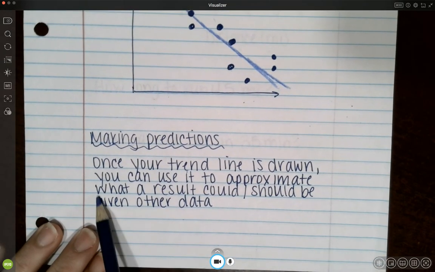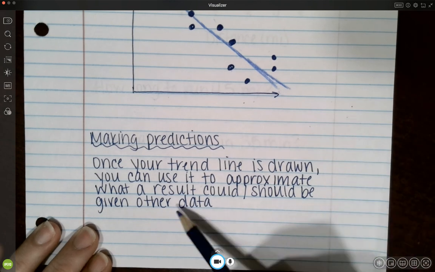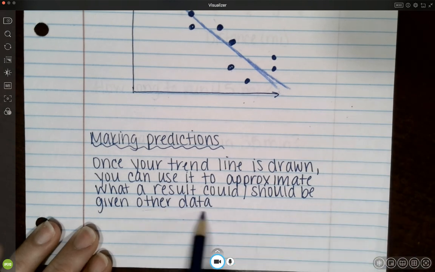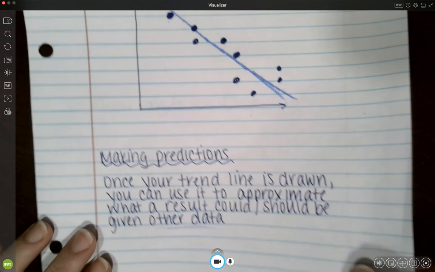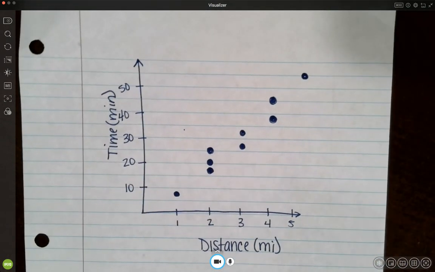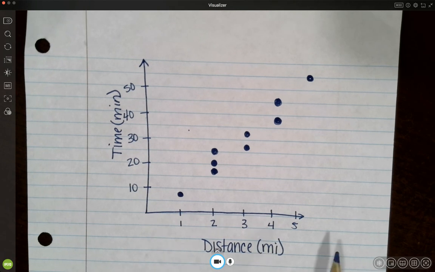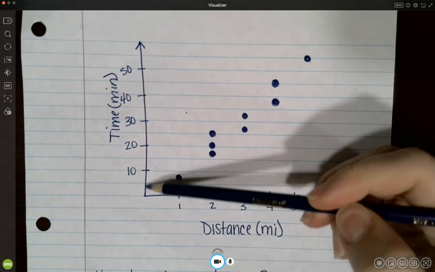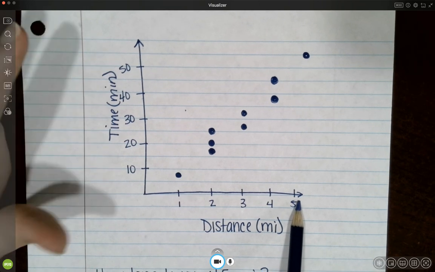So once I have this trend line, so once I draw this, I can use it to approximate what result could be given other data. Okay, so we're going to take a look at how I can now make a prediction with this trend line. So here I have another scatter plot. This scatter plot shows the distance in miles I travel and how much time it takes me. So the longer I'm running, the more time it takes, which makes sense.